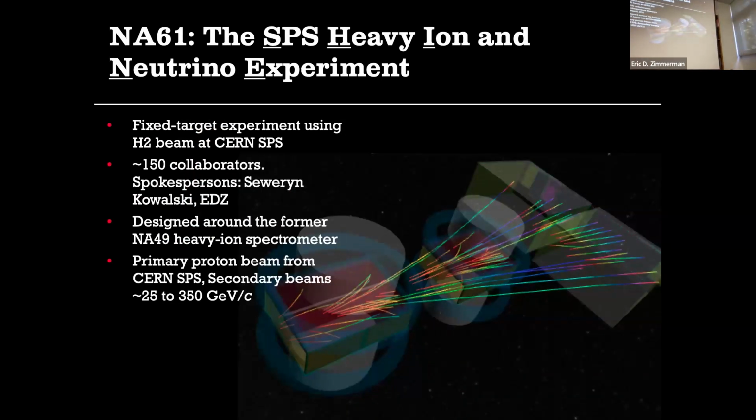So NA61 is a fixed target experiment using the H2 beam at the CERN SPS. People who work on ProtoDUNE will recognize that as the same beam that feeds the vertical drift module. The spokespersons are Séverin Kowalski from the University of Silesia and myself. It's designed around the former NA49 heavy ion spectrometer. And the primary proton beam comes from the CERN SPS, but we use a secondary beam which can give us a wide variety of energies.